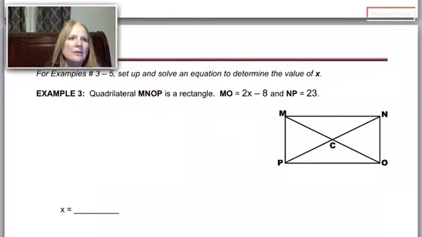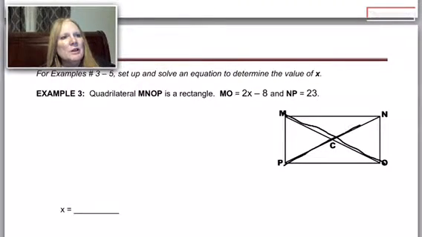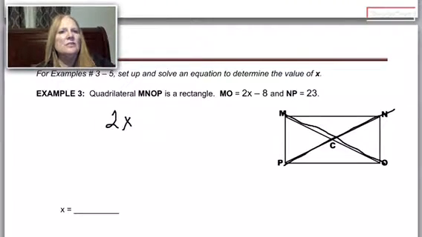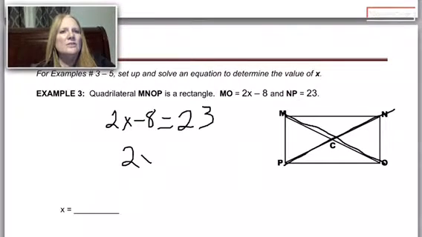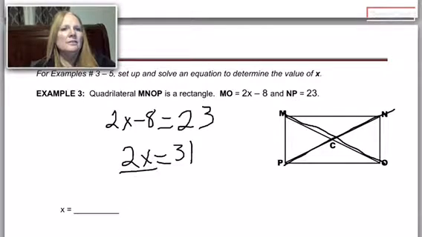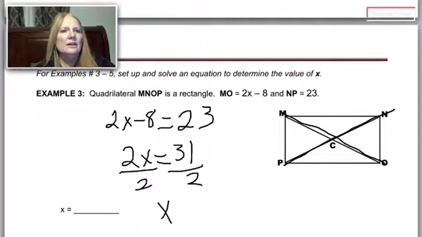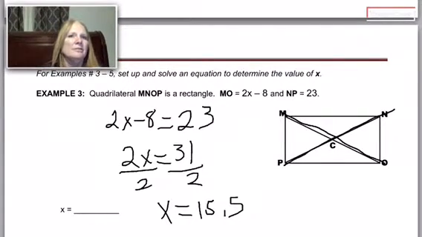So we have a quadrilateral, and they tell us it's a rectangle, and they give us a length of MO, so that is a diagonal, and NP. So we go back to the property that diagonals are congruent, and so we're simply going to set 2x minus 8 equal to 23. So 2x is equal to, add 8 to both sides, 31, and divide by 2, and x is equal to 15.5. Okay.